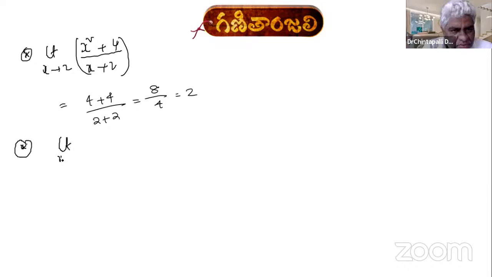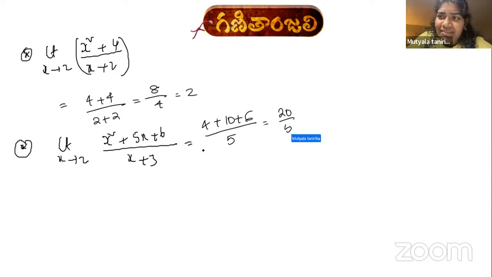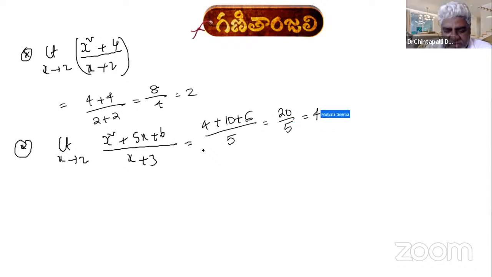I'm giving another question. Limit x tends to 2 of x square plus 5x plus 6 by x plus 3. Do it. 4 plus 10 plus 6 by 5, that's 20 by 5, that's 4, sir. Very good, that's correct.